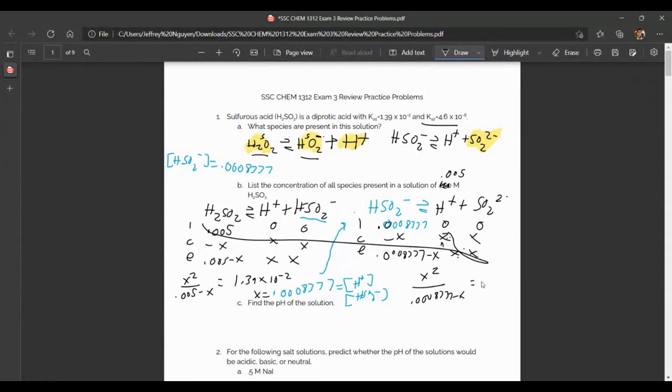Okay, so anyways. Just plug in the Ka for that, so 4.6 times 10 to the power negative 8. And then I'll let you all go ahead and calculate your answer as I fix my Wacom board. So one second.